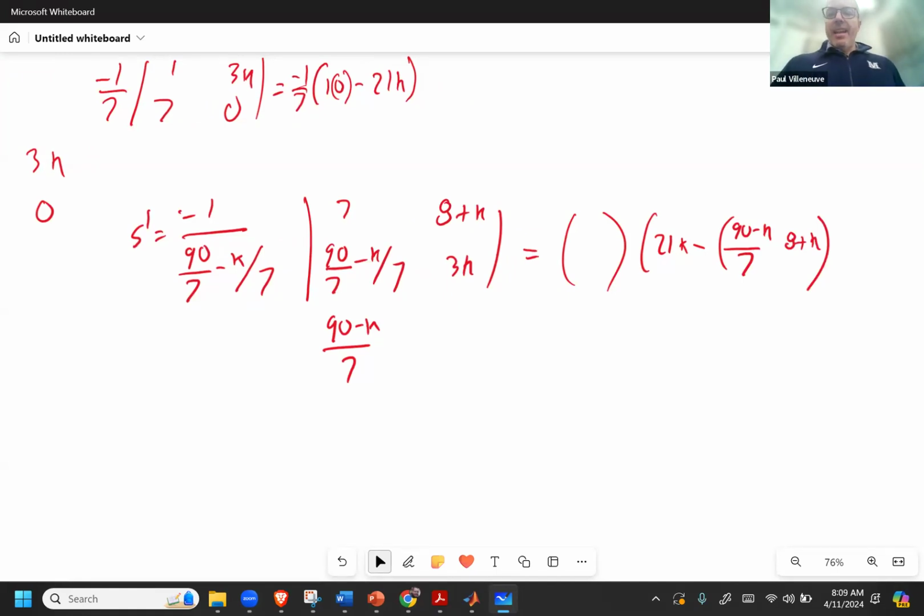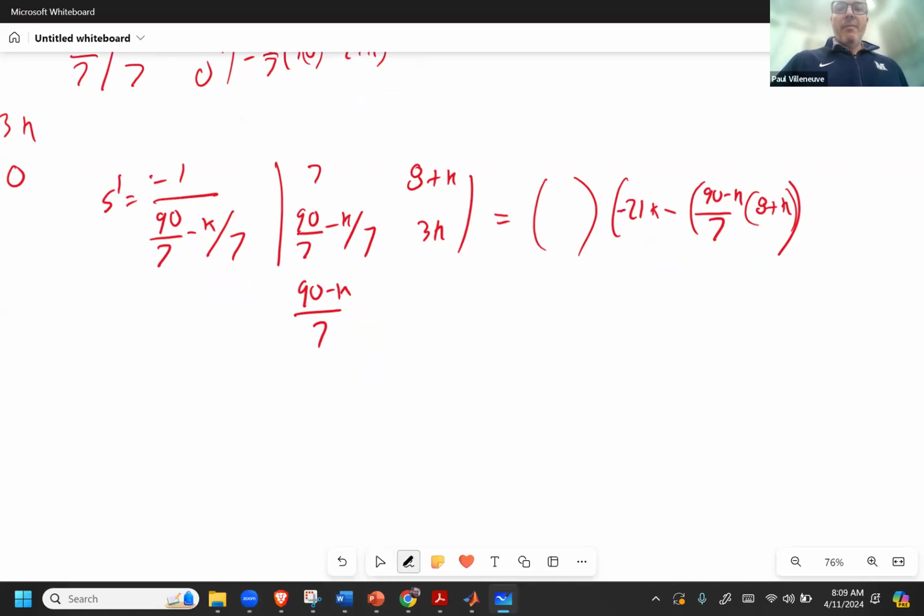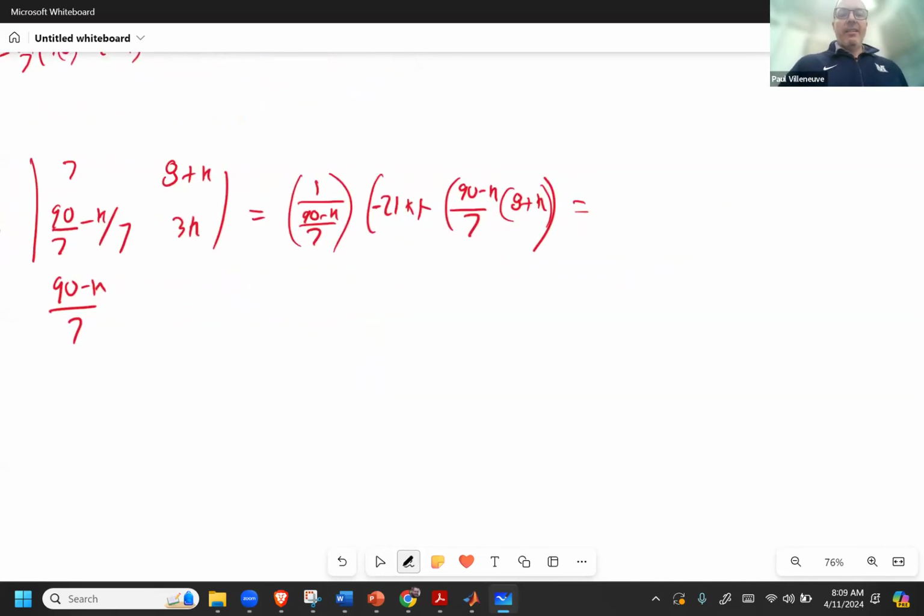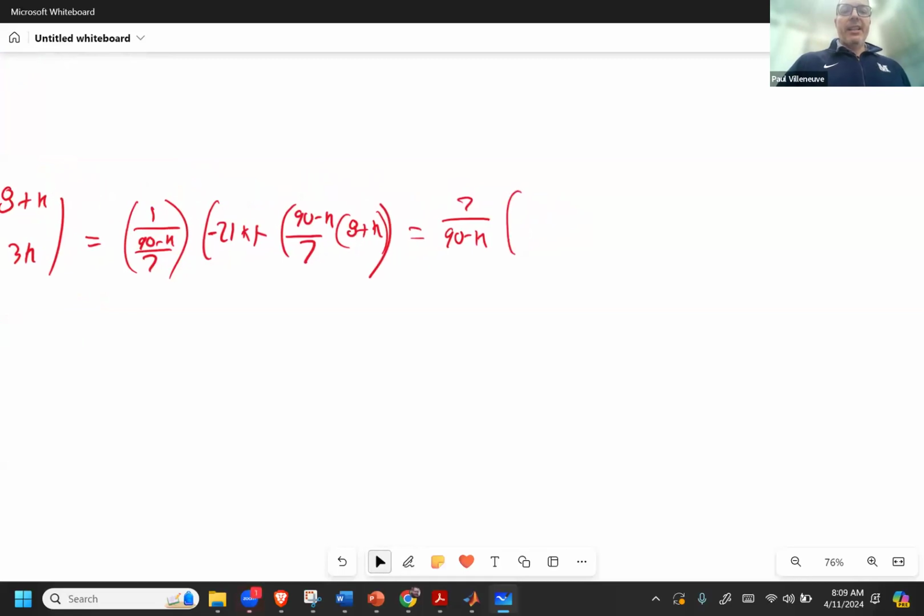Right? And the whole thing is times 8 plus k. So now this becomes, and I'm going to move the negative sign in here. All right, so I have that mess that's in there. So keep going. So invert and multiply, and I'm going to put the negative 21k under a common denominator. So I have 7 divided by 90 minus k. All of that times 144k negative plus 90 minus k over 7 times 8 plus k. I can cancel out the 7. And that's pretty much all I can do to simplify it down, right? Not much else that I can do. So this is going to be my final answer over here.